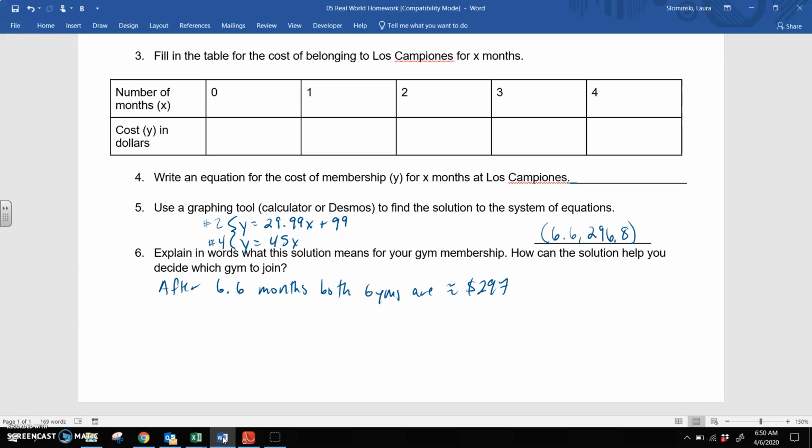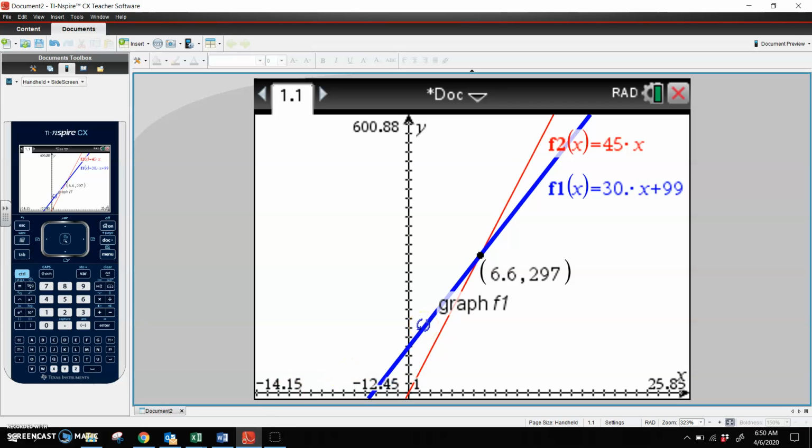Okay. Now, what does that mean in terms of deciding to join the gym? If I'm going to join for exactly 6.6 months, which isn't realistic, doesn't matter which gym I join. But let's go back and look at the picture. Remember, the blue graph was my first graph, which means that that was for LA Fitness. And we can see that everywhere leading up to that point of intersection, the blue graph is higher than the red one, which means that if I'm going to join a gym for less than 6.6 months, I would want to actually join the red gym, which in this case was Las Campeones. So if it's for the short term, I should join that one.